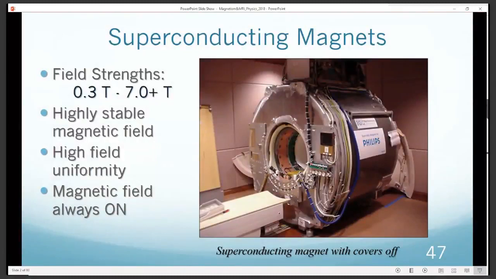This is what a magnet looks like with its covers off. The field strengths of these superconducting magnets range from 0.3 to 7 Tesla. All the ones over about 1 Tesla are going to be superconducting. These magnets are always on. In order to work on and repair the magnet, if something's wrong with it, you have to discharge the magnet using your power supply and take the current out of the magnet.